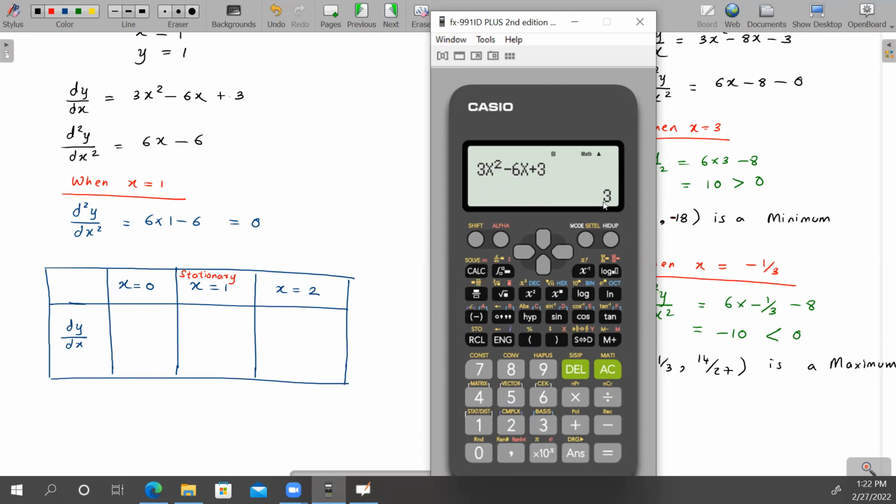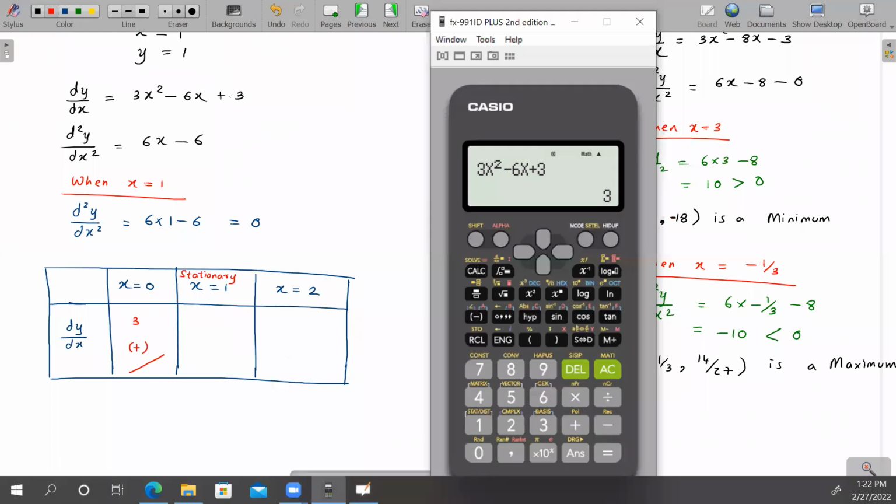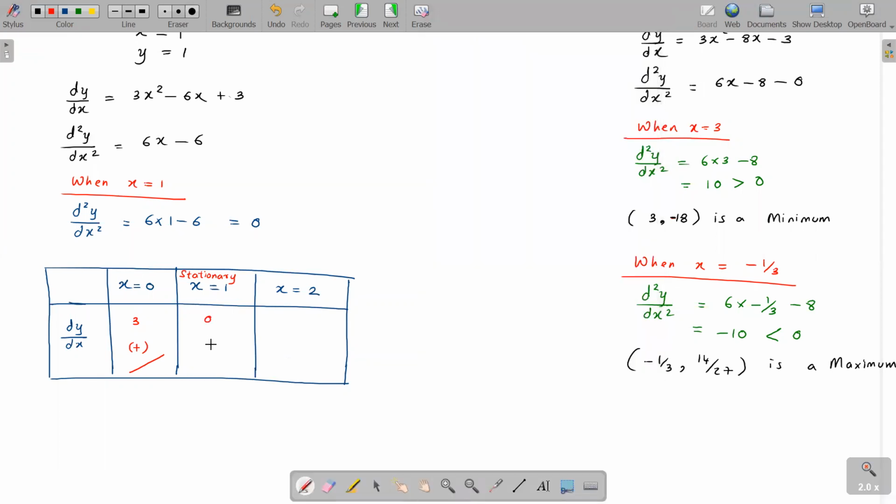When I replace it with x equals 0, what kind of answer do I get? I get positive 3, it's a positive answer, which means the gradient is positive. Do you agree? At x equals 1, I should definitely get dy by dx equals what? 0. We don't even need to check. At x equals 1, it should be 0. That's why it's a turning point. At x equals 1, the gradient is 0, which means it's neutral, and the line is parallel to the x-axis.